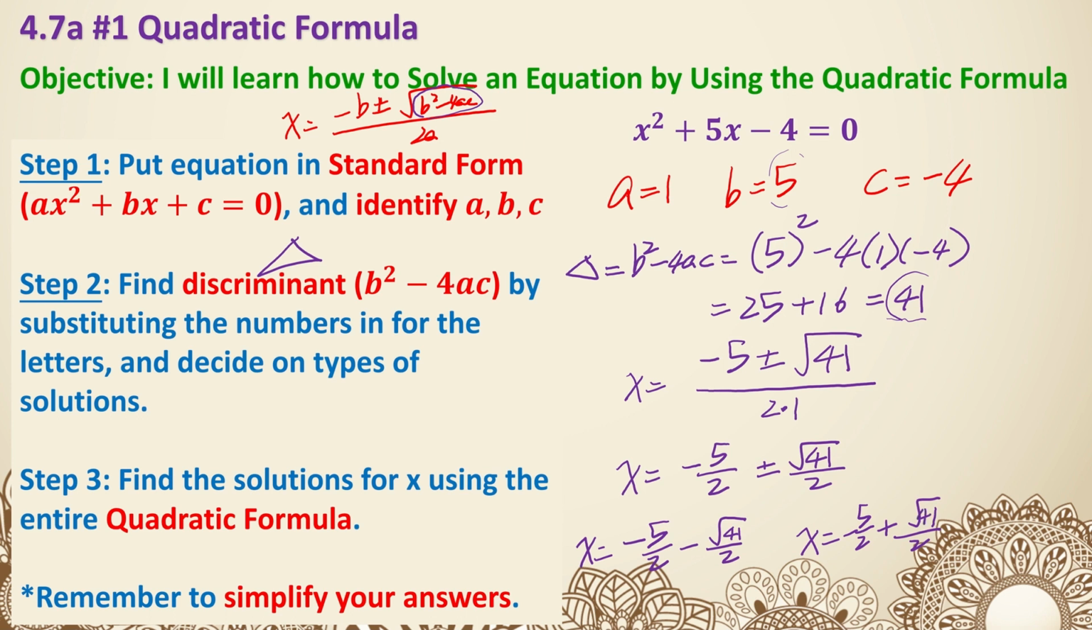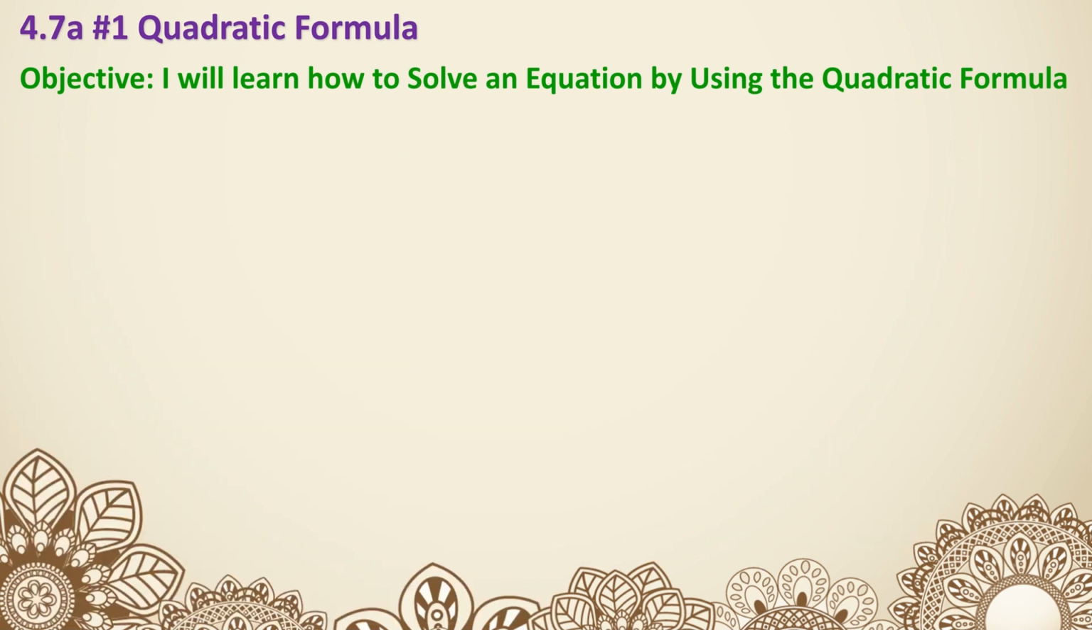And if they ask you to write the smaller number first, well, the subtraction one is of course going to be smaller. So there you go. These are the two answers. Now let's move on to more examples.